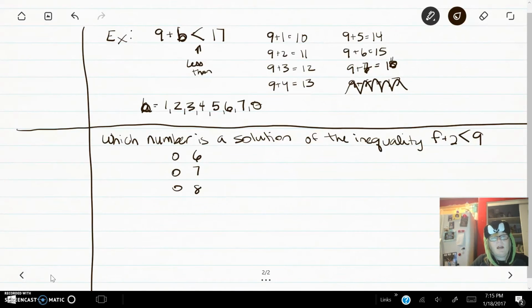In order to figure that out, if I do f plus 2 and 6 is f, it'll be 6 plus 2 equals 8. Okay, so that's possible. This one is 7 plus 2 equals 9. Well, that's not going to work, because it's got to be less than 9. And 8 plus 2 is 10, and that is not less than 9 either. So our answer then is 6. So 6 would work.